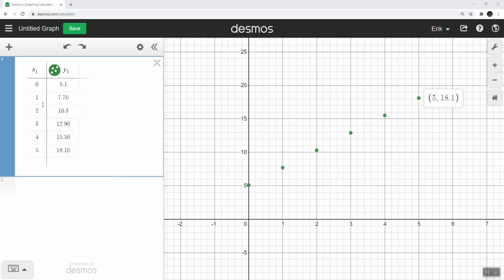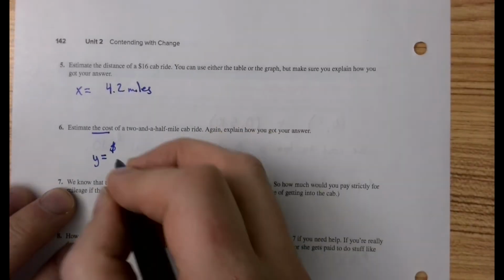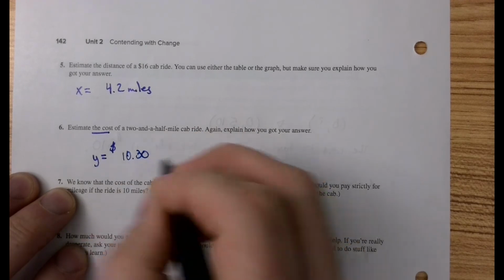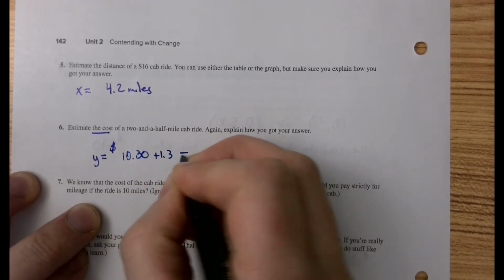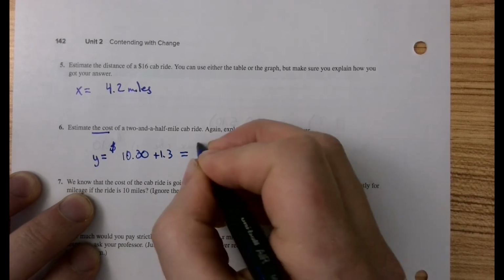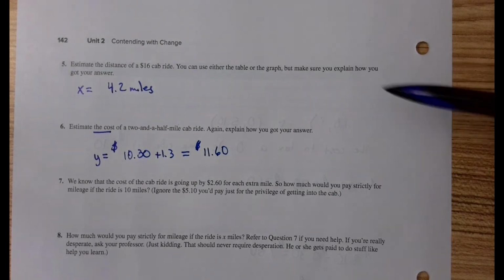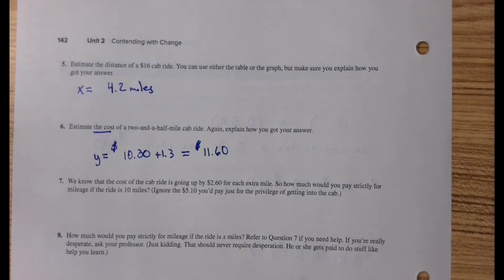We're looking for 2.5 miles driving, so it's halfway between 1030 and 1290. So here's what I'm going to do. I'm going to take 1030 and add half of the change. Remember the change was $2.60? So I'm going to add $1.30, and I'm going to guess that it is, what, $11.60 will be the cost of that 2.5 mile cab ride. I'm not writing down the explanation because I said it for the sake of time here.